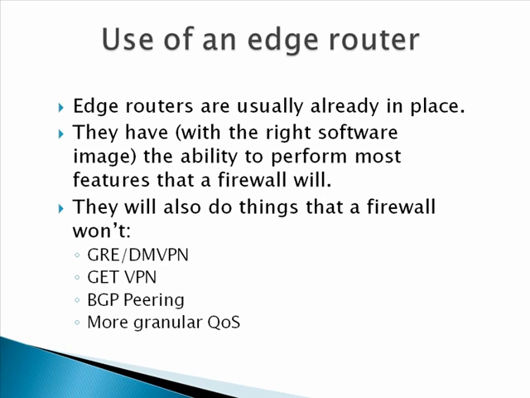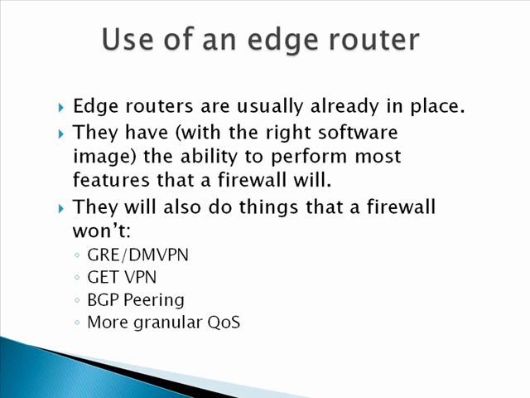Most branch offices are already going to have a router of some sort if they don't already have a firewall. So assuming that you already have a router there, if you have the right software image, the right IOS image, and that varies by what features you want to use, you can look at the features on Cisco.com and decide what IOS version you would need. A router can do most of the things that a firewall will do. Maybe it won't always handle all of the load quite as well as a firewall, but that's not necessary in many cases.